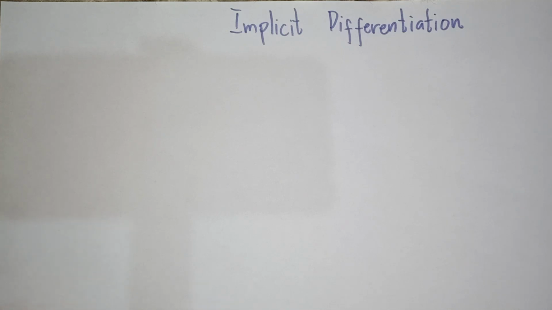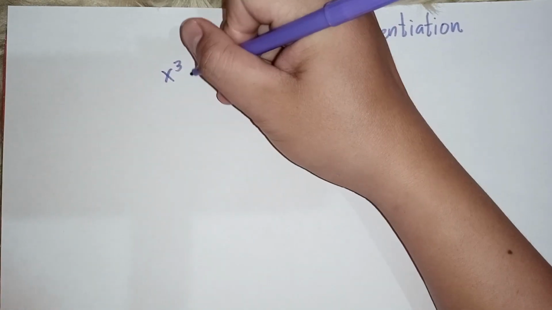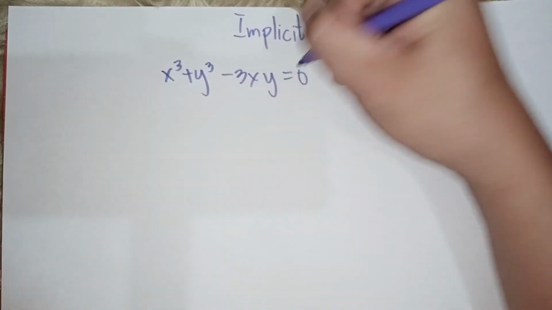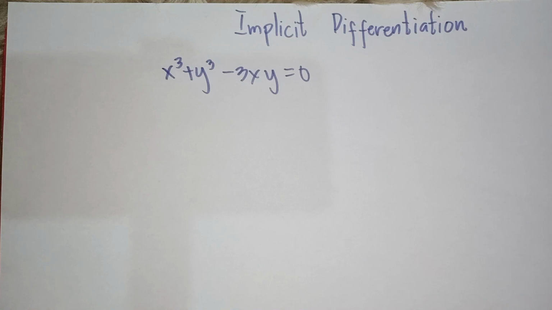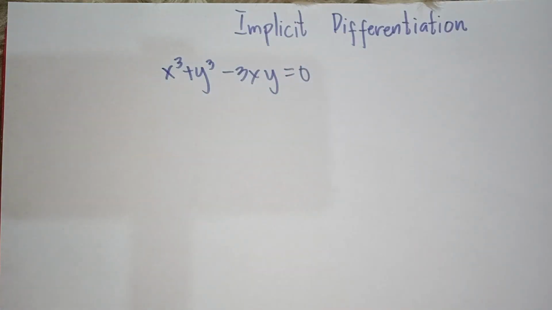So, in other words, mga boss, pag yung ating given function cannot be solved using explicit differentiation, gumagamit tayo ng implicit differentiation. So, paano na natin malalaman na ang gagamitin natin is implicit differentiation? Say, for instance, mga boss, we are given x cubed plus y cubed minus 3xy equals 0. So, gaya nitong function, this cannot be solved using explicit differentiation. So, gagamit tayo ng implicit differentiation.